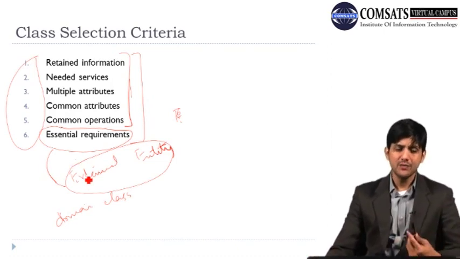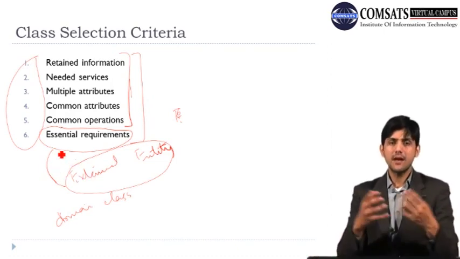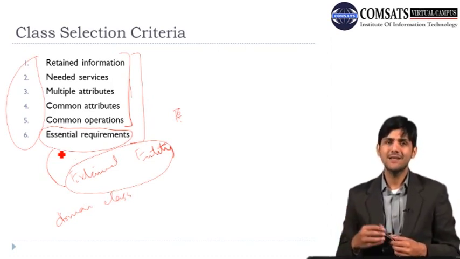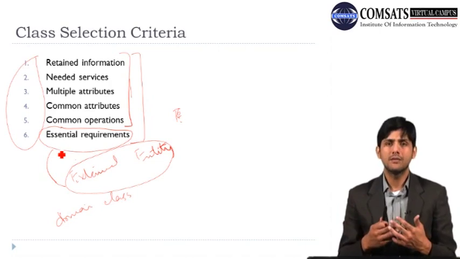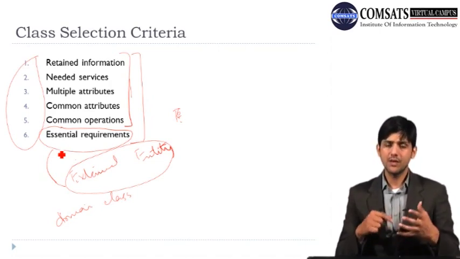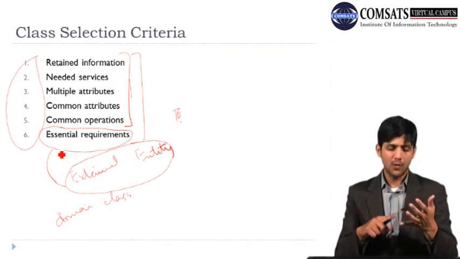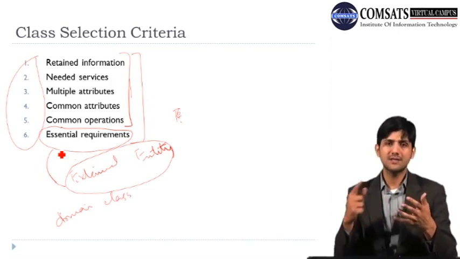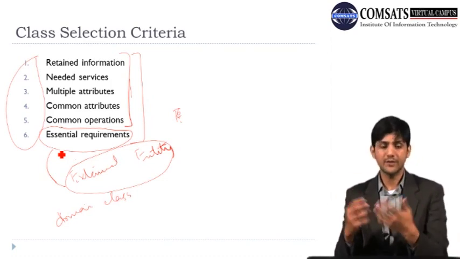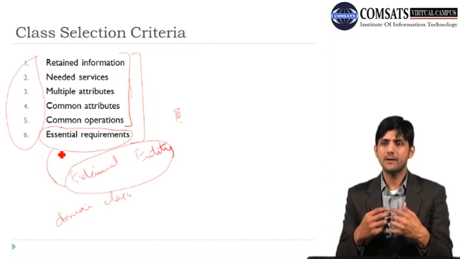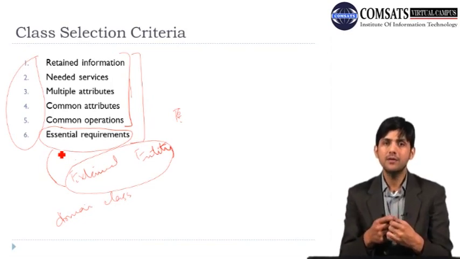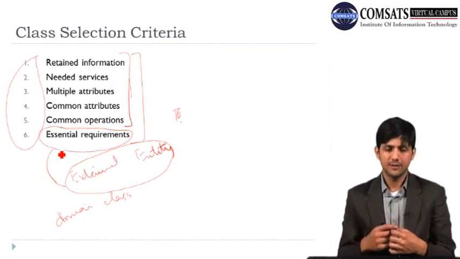So what do we mean by each one of these? For example, when we say retained information, we will only make a noun a class if we need to store something about it. For example, in the case of the sensors, we need to store something about the sensor. We need to store what the sensor type is, what the sensor values are right now, what the exception values are on which we are going to trigger some events, and where the sensor is installed. So if our potential noun that we identified was sensor, then we are retaining some information about it.